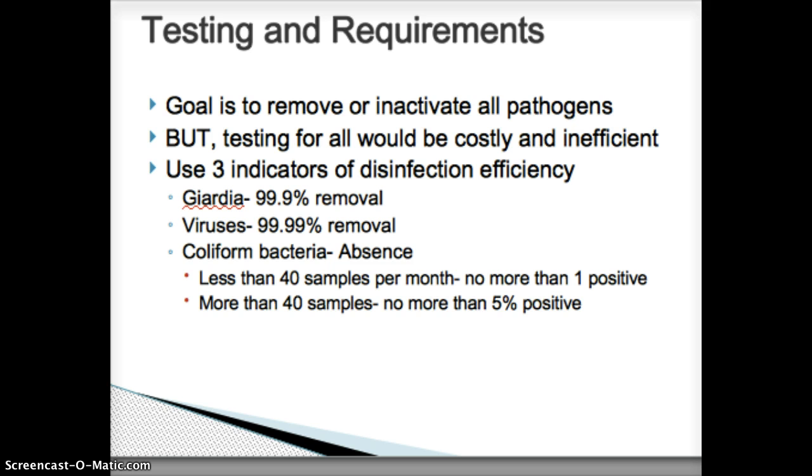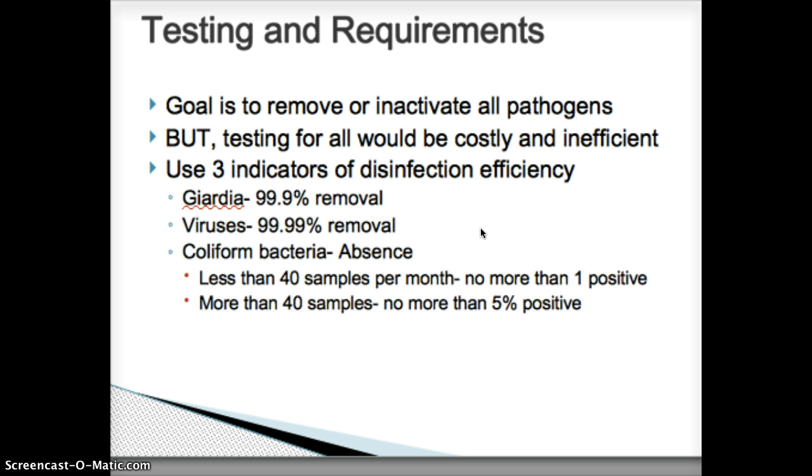So the goal of disinfection is to remove or inactivate all disease-causing organisms in the water. But testing for each type of pathogen would be costly and inefficient. And so instead, operators focus on 3 indicators of pathogen removal efficiency: Giardia to 99.9% removal, viruses to 99.99% removal, and for coliform bacteria, the criteria is absence.